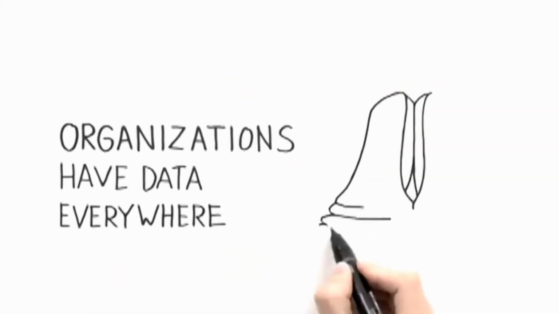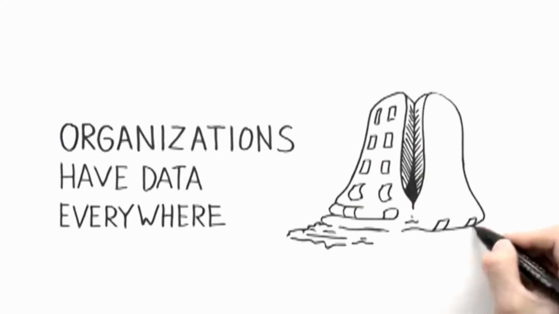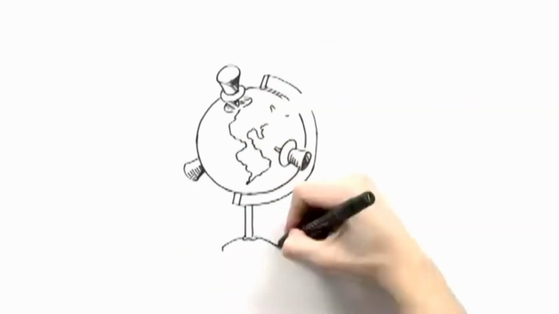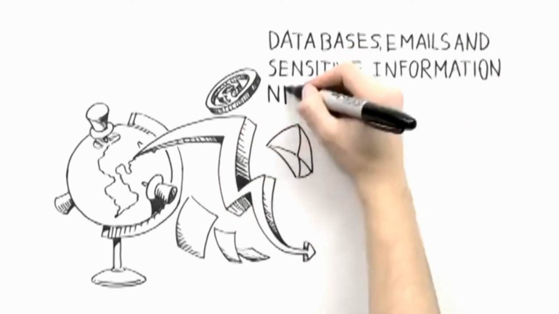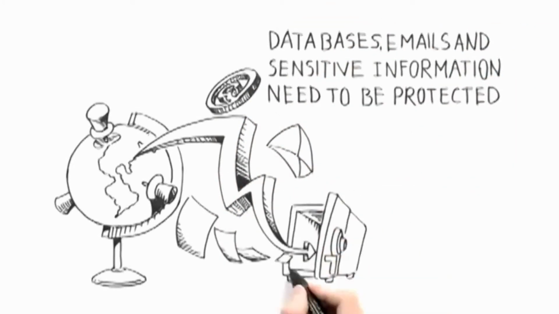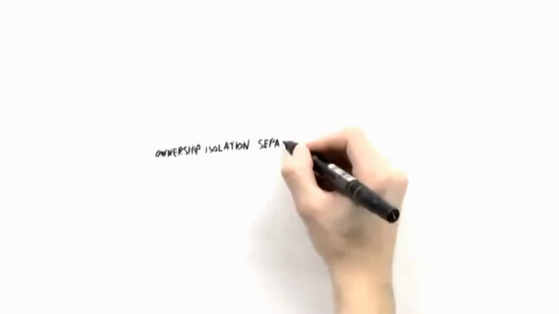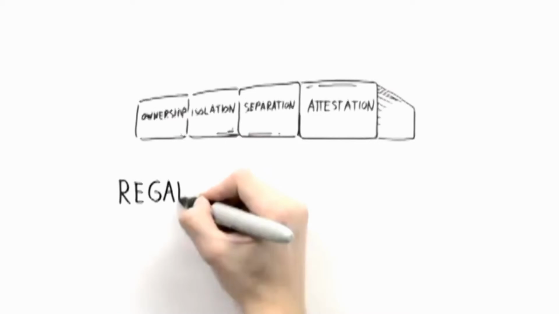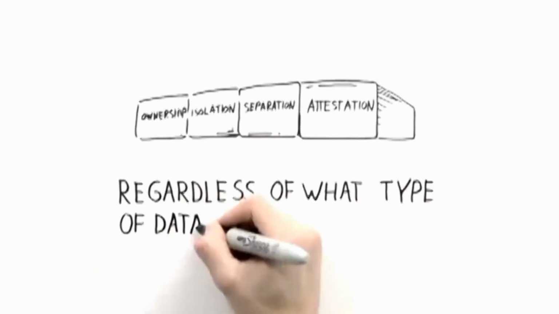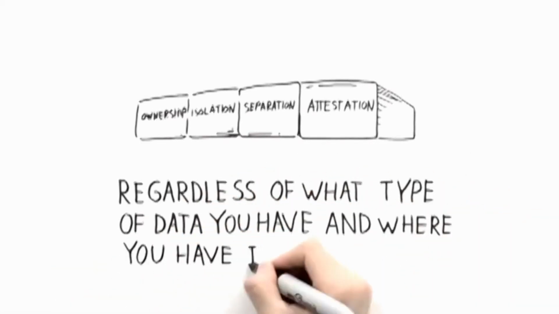The third point is that organizations have data everywhere. This is particularly true for enterprises who've gone through acquisitions or mergers or who've expanded globally. Whether it's in databases, emails, files, or even graphics, that sensitive information needs to be protected. There are 4 cornerstones of data protection, particularly as it relates to compliance: ownership, isolation, separation, and attestation. Given these challenges of security and patching, how do we ensure these cornerstones regardless of what type of data you have or where you have it?